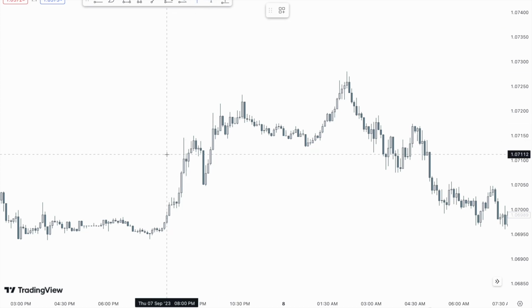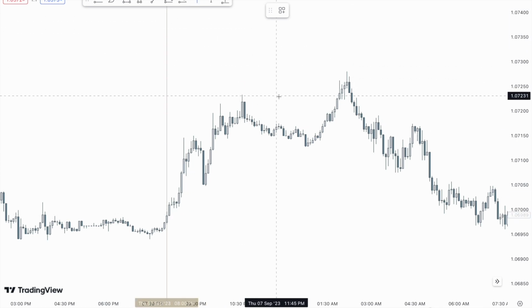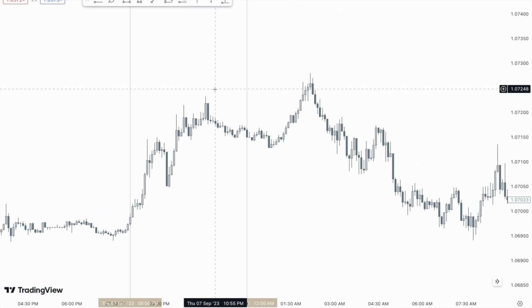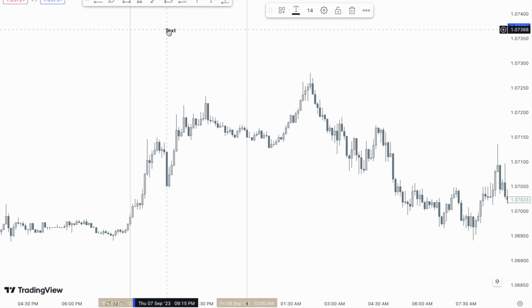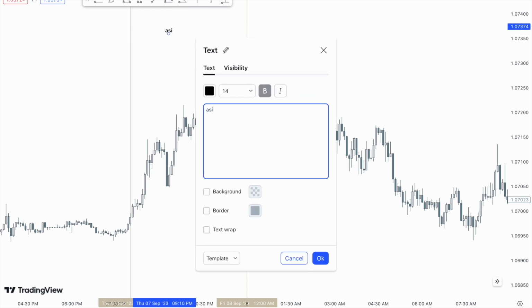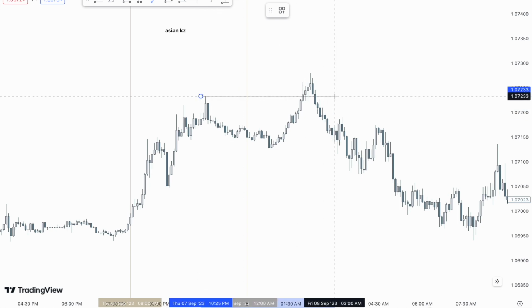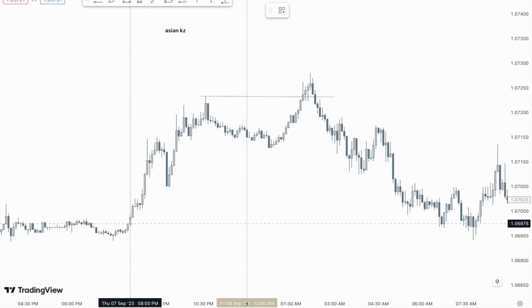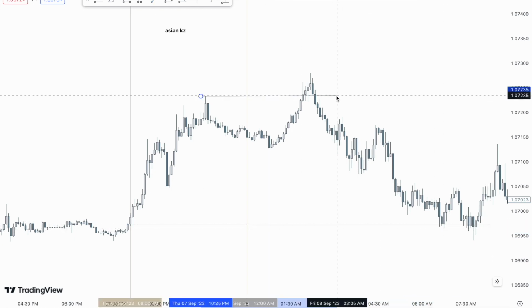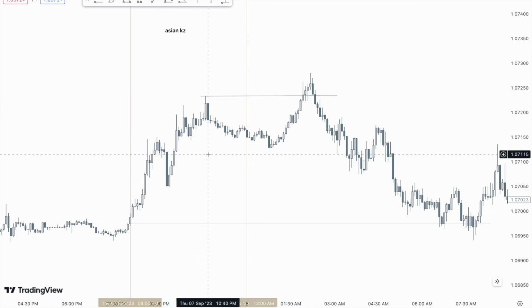The first ICT kill zone is the Asian kill zone, and it starts from 8 p.m. New York time and it ends at 12 a.m. New York time. Let me write it. This is your Asian kill zone. During the Asian kill zone, you don't need to enter into any trade. All you have to do is mark the highs and the lows of the Asian kill zone. This is the high that was made during the Asian kill zone, and the opening price during the 8 p.m. This was the low that was made during the Asian kill zone. So we just need to mark the highs and the lows of the Asian kill zone.